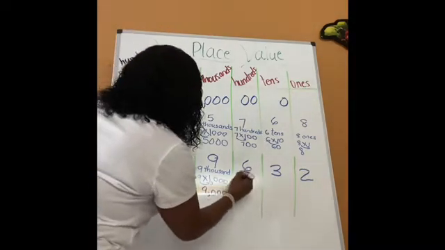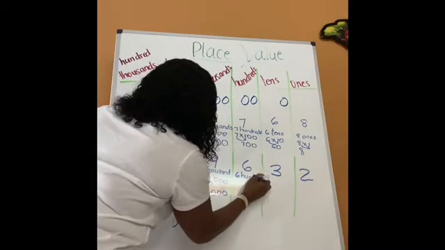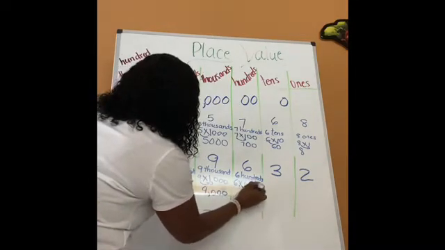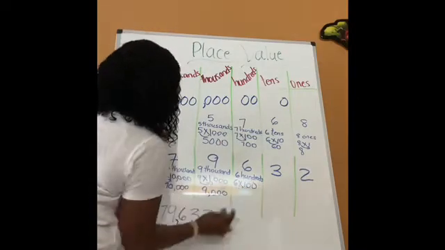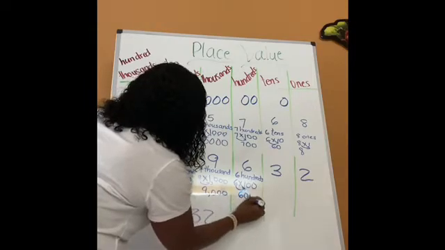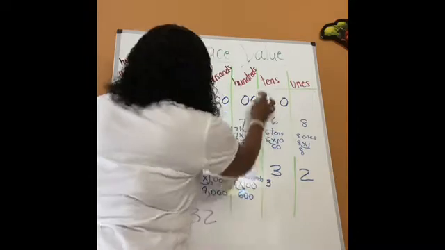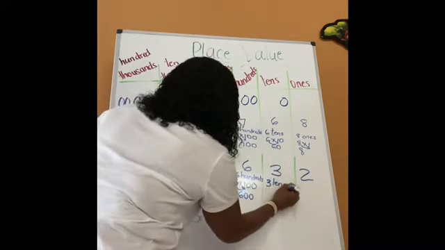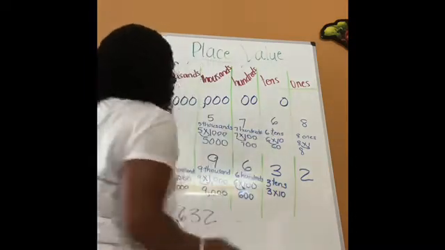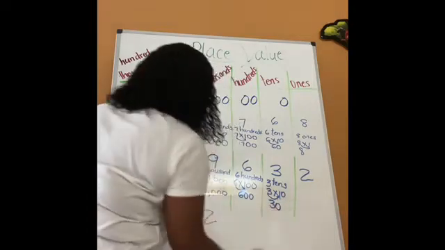Then 6 hundreds. 6 times 100. The zeros are there to guide you if you're not sure. Then 6 times 1 is 6, and I add my 2 zeros. 600. This is 3 tens, T-E-N-S, or 3 times 10, only 1 zero. 3 times 1 is 3, and I add that 1 zero.